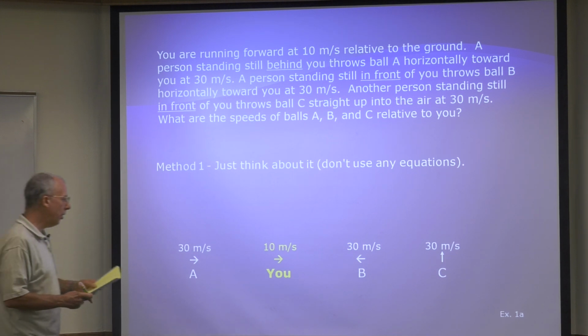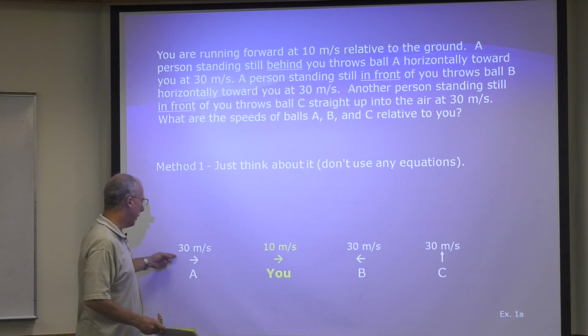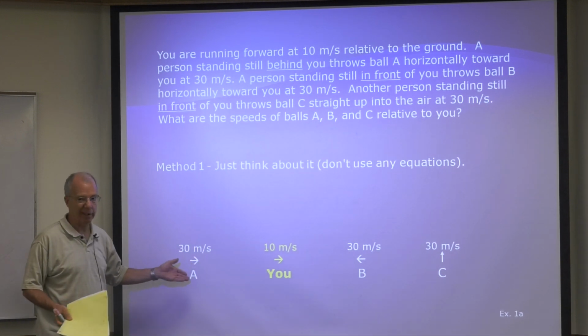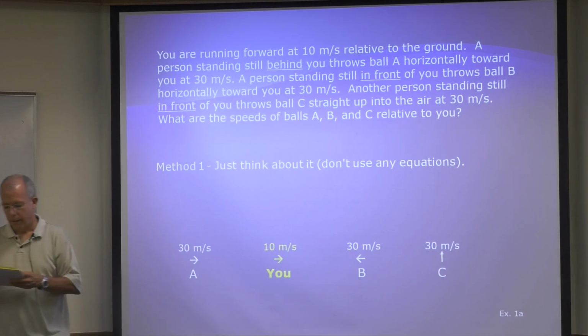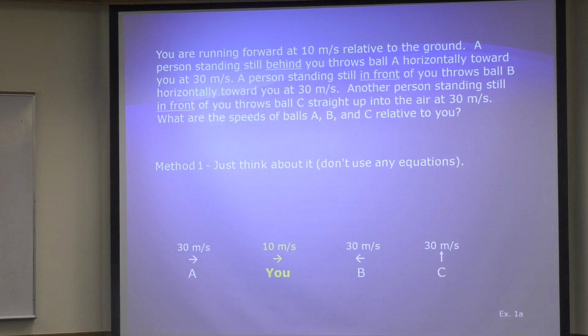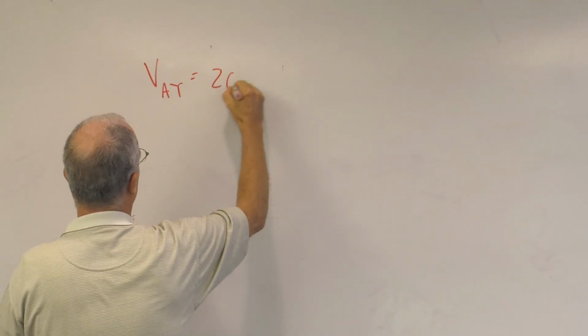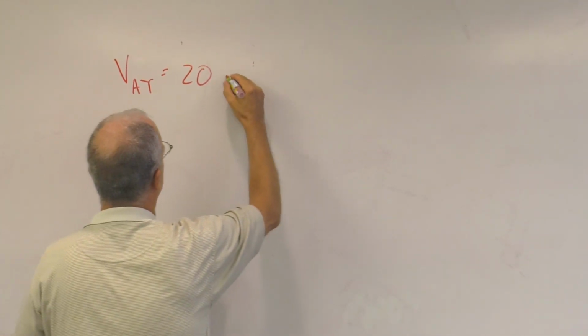All right, so you're going at 10. The ball's going at 30, same direction. So obviously, you're going to think this thing is going 20. Agree? All right, so the speed of A relative to you is going to be 20 meters per second.